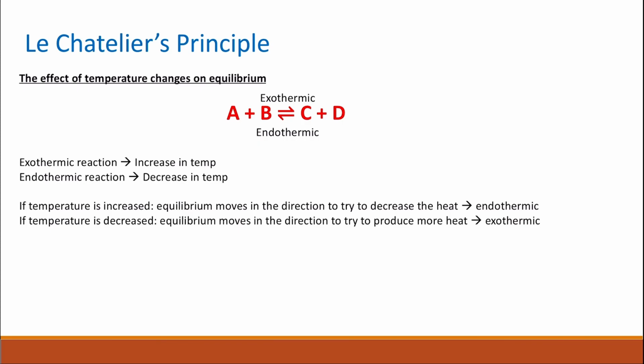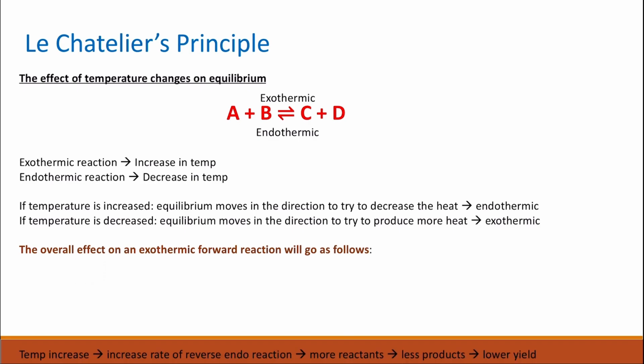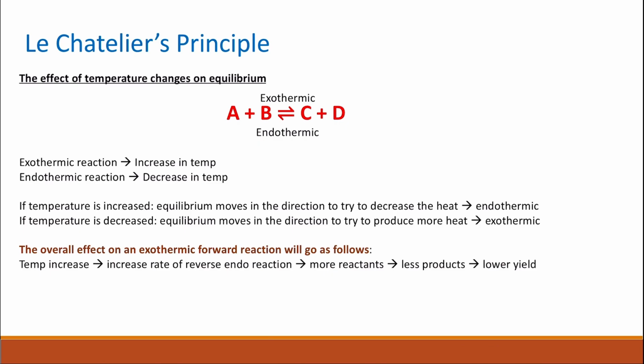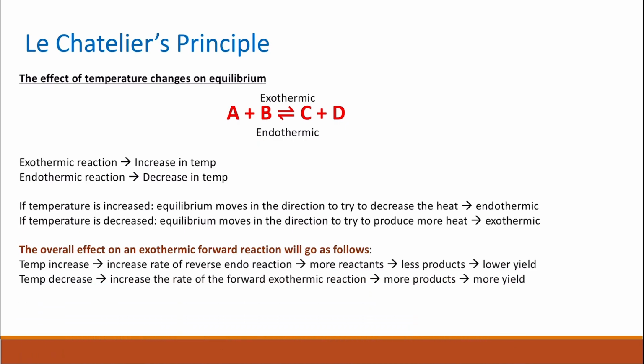And if the temperature is decreased, the equilibrium moves in the direction that tries to produce more heat, so it enhances the exothermic reaction. As a more specific example, where the exothermic reaction is the forward reaction: if the temperature increases, there will be an increase in the rate of the reverse endothermic reaction, which means we're going to have more reactants, less product, and lower yield. And if the temperature decreases, that means there is an increase in the rate of the forward exothermic reaction, so we're going to have more of the products and more yield.